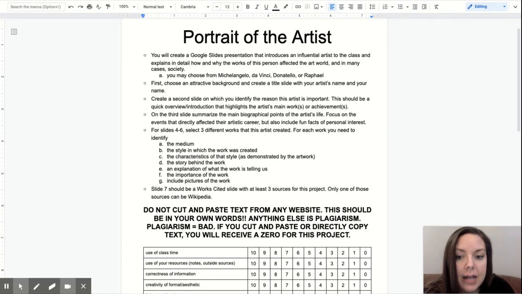Then on the second slide, you're going to identify the reason that artist is important. So what influence did they have on art? And so you're giving a quick introduction to their main works and their achievements.